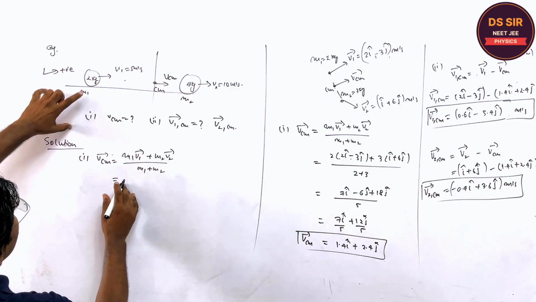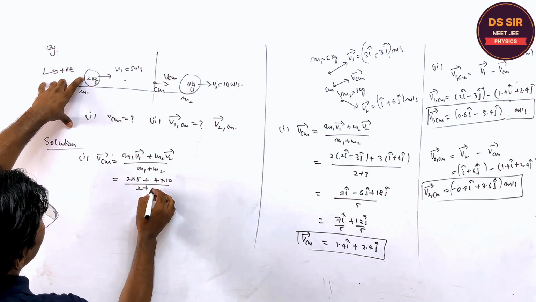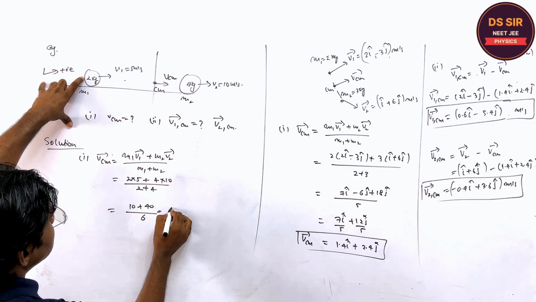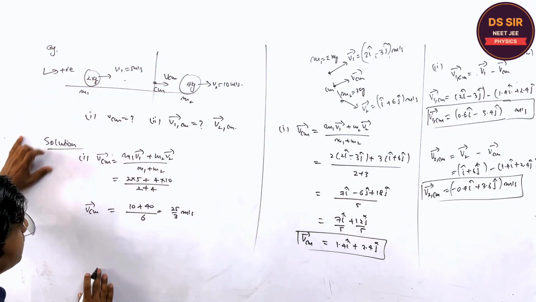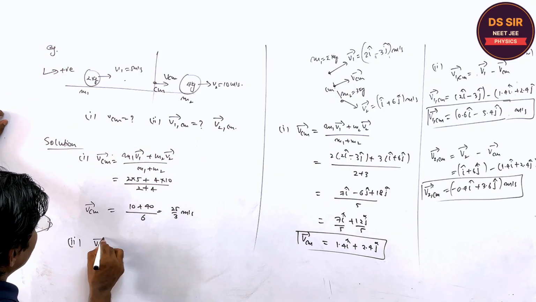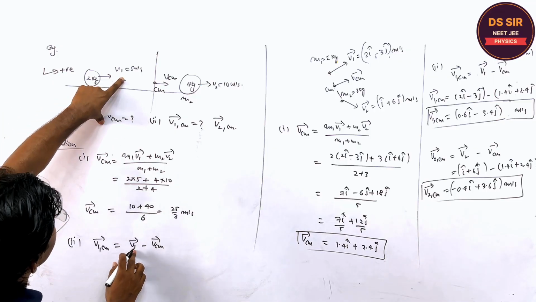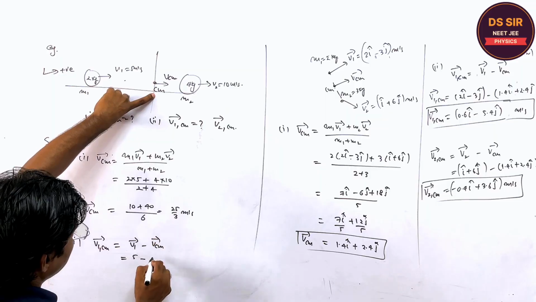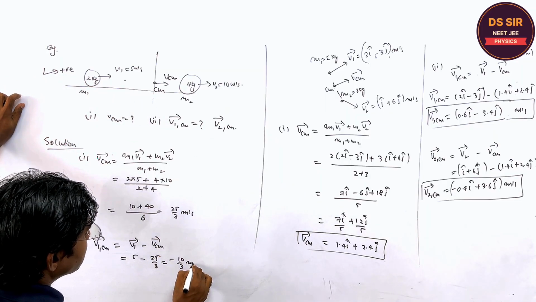Is it clear? So 2 into 5 plus 4 into 10 divided by 2 plus 4, and it is equal to 10 plus 40 over 6, right? So this is 50 over 6, 25 by 3 meter per second. So this is the velocity of center of mass, right? Now the second part, velocity of particle 1 with respect to center of mass, v1 vector minus vcm vector. So v1 vector is positive direction 5 minus vcm vector, which is 25 by 3. So it is 15 minus 25 by 3, which is 10 by 3 meter per second.